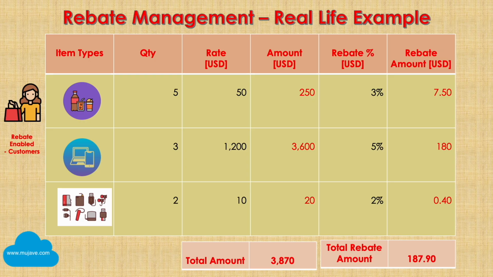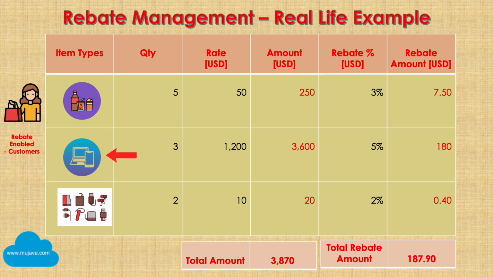Now let's look at a real-life example. Imagine a sales order or invoice with 3 different items purchased by a customer. First item: food or beverage. The first item is a food item. The unit price is $50. The customer bought 5 units. So the total for this item is $250. A rebate is applied at 3%. That means the rebate amount is $7.50. 250 multiplied by 3% equals 7.50.